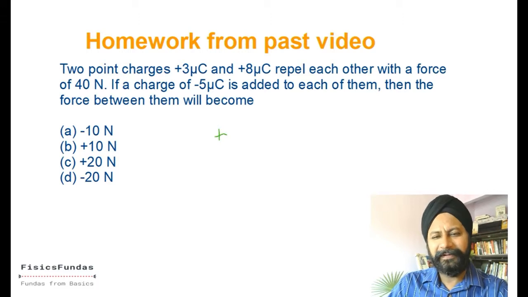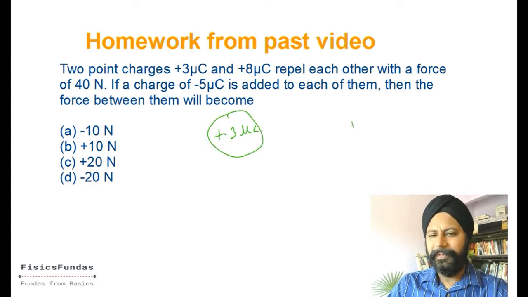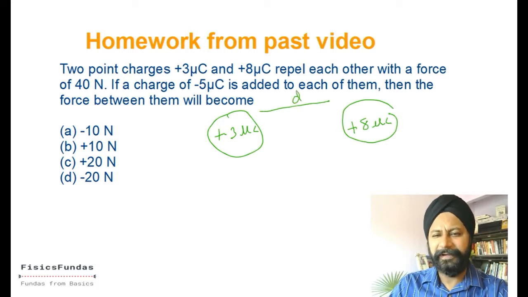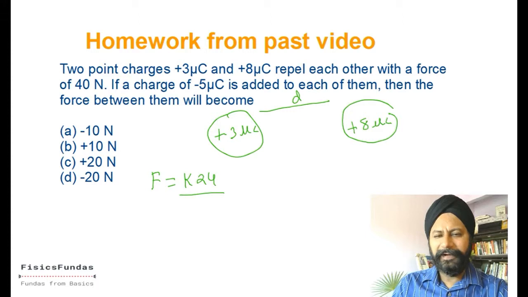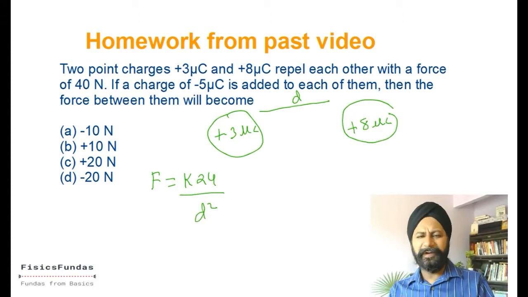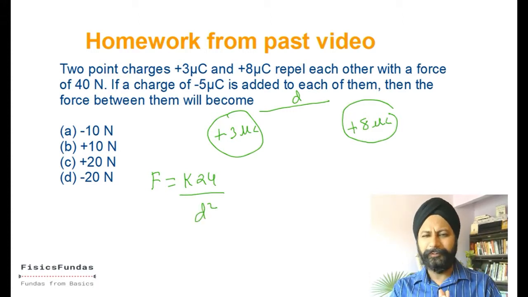तो पहला क्या था केस, 3 माइक्रोकूलम है and then you have प्लस 8 माइक्रोकूलम, है ना. इसके बीच में कोई डिस्टेंस था, I don't even care, कोई डिस्टेंस था d. तो फोर्स कितना था, फोर्स was F is equal to K Q1 Q2, तो 24 बन गया वो, है ना. 24 divided by distance squared. अब माइक्रो का I don't even care because see these things are going to cross out, so I don't really care.